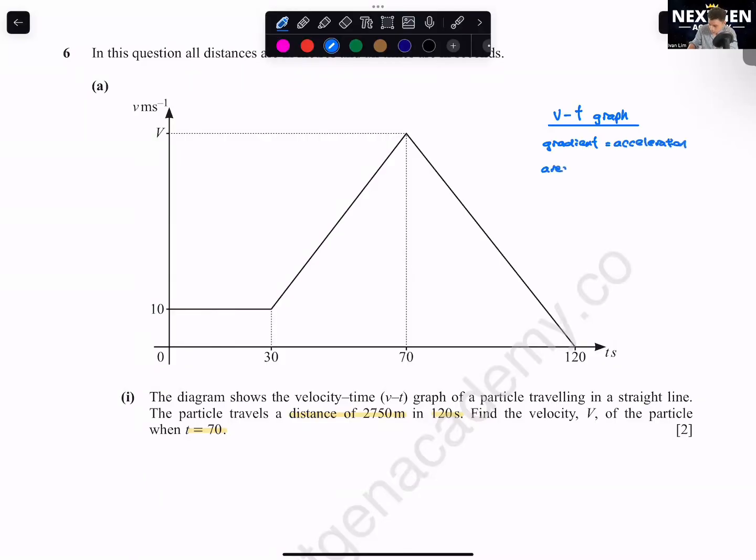The area under the graph represents the distance traveled. Okay, they are saying the distance is 2750 meters. So that means the area under the graph is 2750. Can I find the area using an expression of V? Okay, we split it up into three parts: part A, part B, part C.